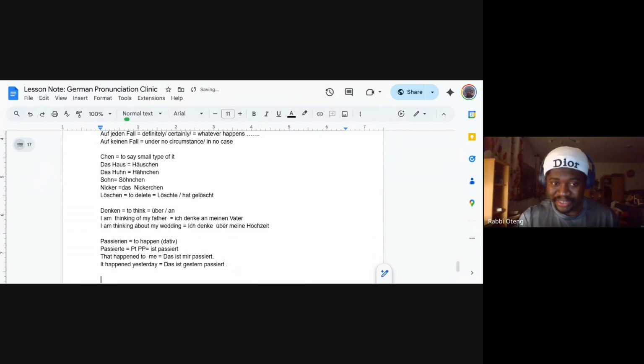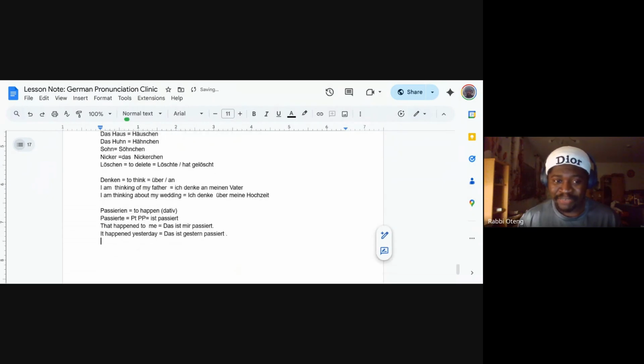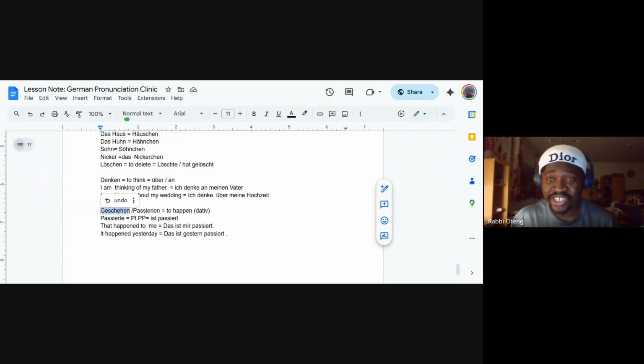So this "passieren" is when something happened at a point in time. We have another "happen": geschehen. It also means the same, a synonym for passieren. They are used interchangeably, but geschehen is more seen in books, and in the Bible. Like maybe God made this happen. The past tense is geschehen.